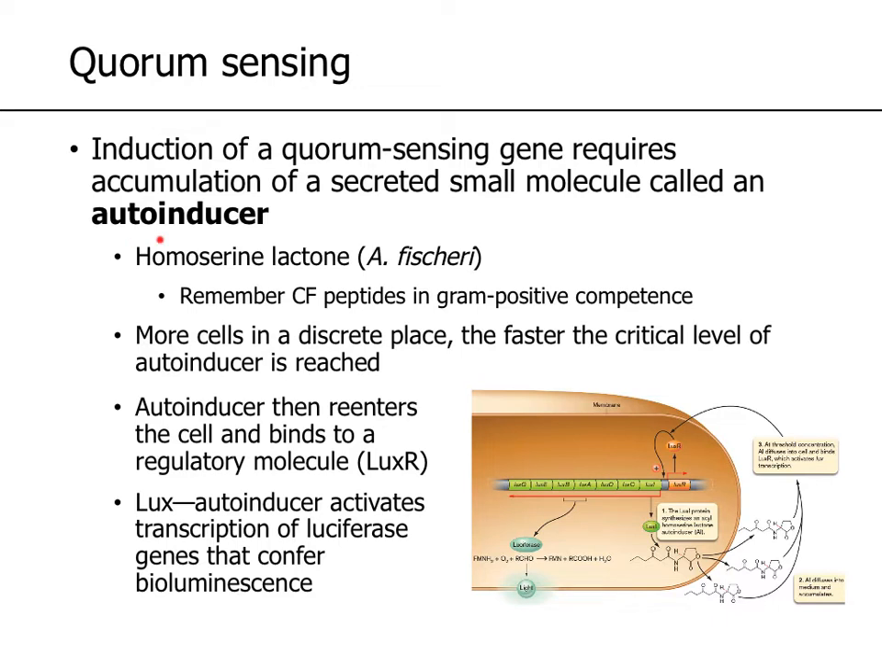This one works the same way. The more cells that are in this discrete place, the faster the level of the autoinducer will accumulate. Once the autoinducer is at a high enough concentration, it will re-enter the cell and bind this regulatory molecule called LuxR. The LuxR-autoinducer complex activates transcription of the luciferase gene, and luciferase is the thing that leads to the bioluminescence. So the autoinducer leaves, but once it hits a high enough concentration outside of the cell, it comes back in.